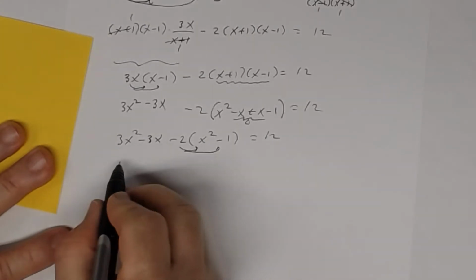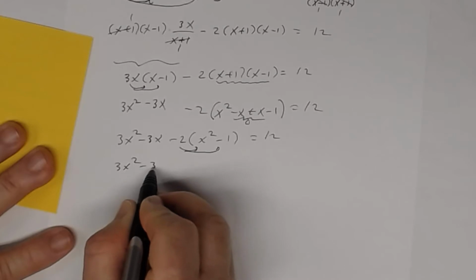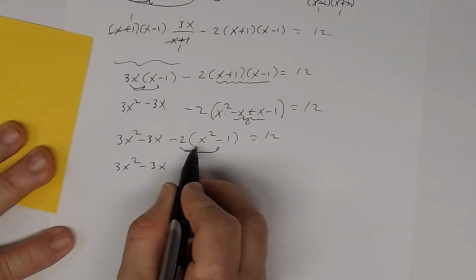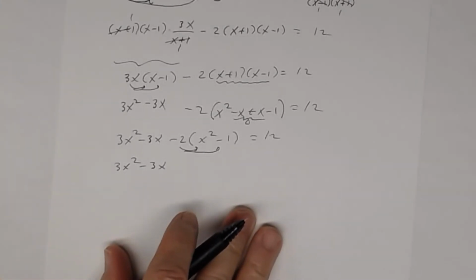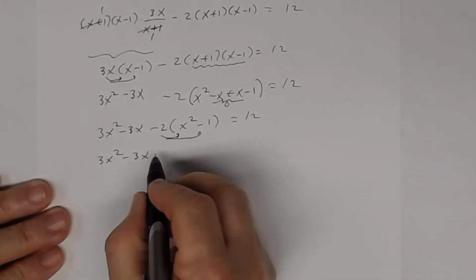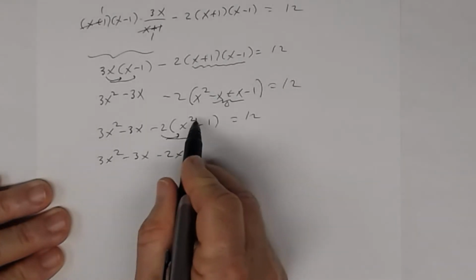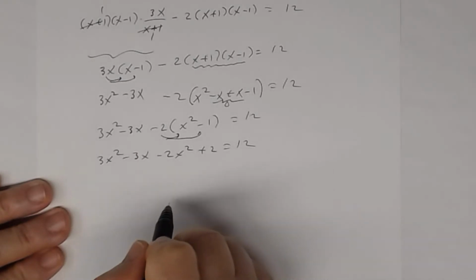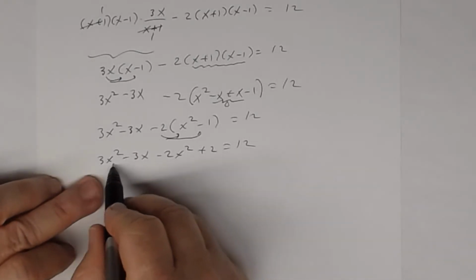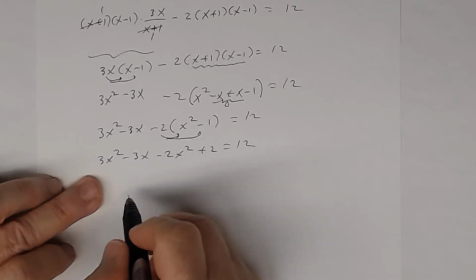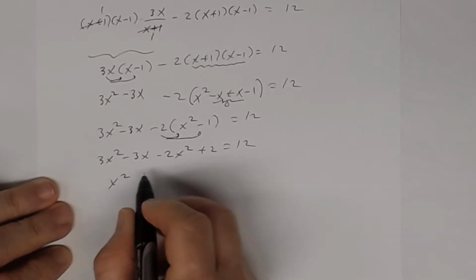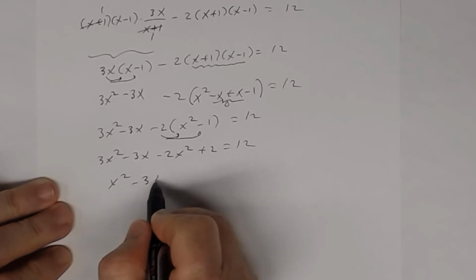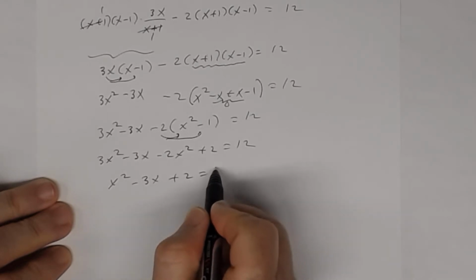All right, now let's go ahead and distribute here now. So when I distribute, I get 3x squared minus 3x. A negative 2 times x squared is a negative 2x squared. A negative 2 times a negative 1 is a positive 2 equal 12. Combining like terms, I have 3x squared and a negative 2x squared is x squared. Minus 3x and then plus 2 equal 12.